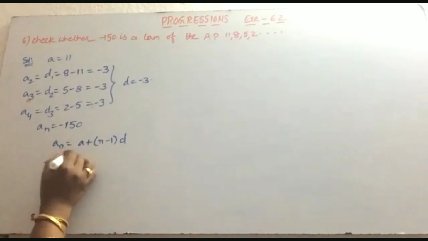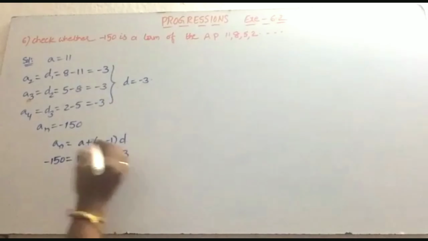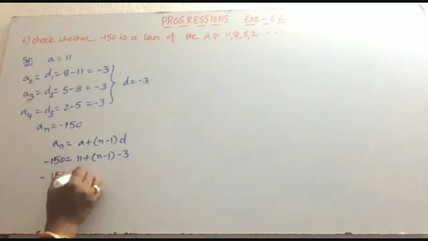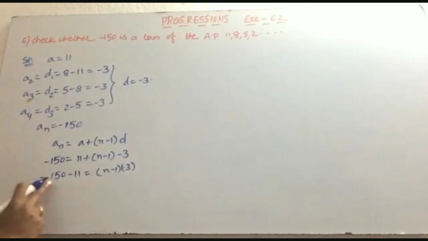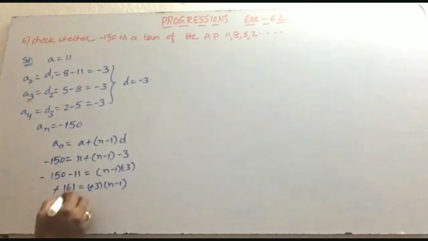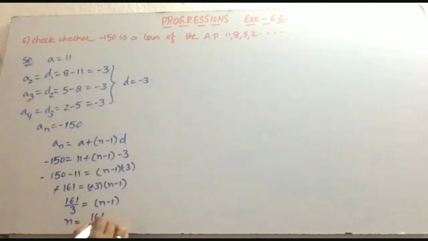So minus 150 equal to A, which is 11, plus N minus 1 into D, which is minus 3. So now minus 150 minus 11 equal to N minus 1 into minus 3. Minus 161 equal to minus 3 into N minus 1. So minus 3, the minus gets cancelled. So 161 by 3 equal to N minus 1. That means N equal to 161 by 3 plus 1.